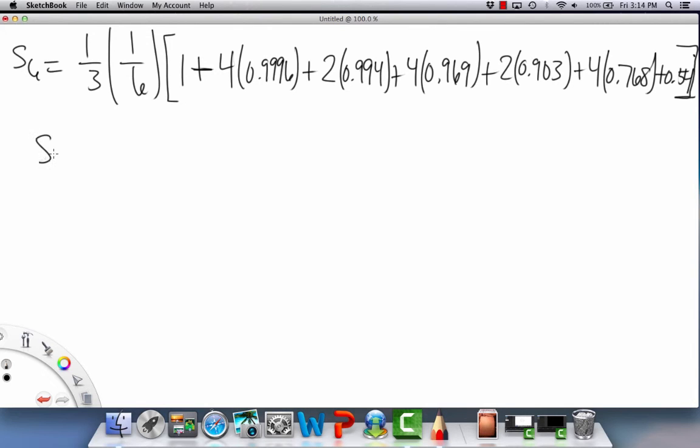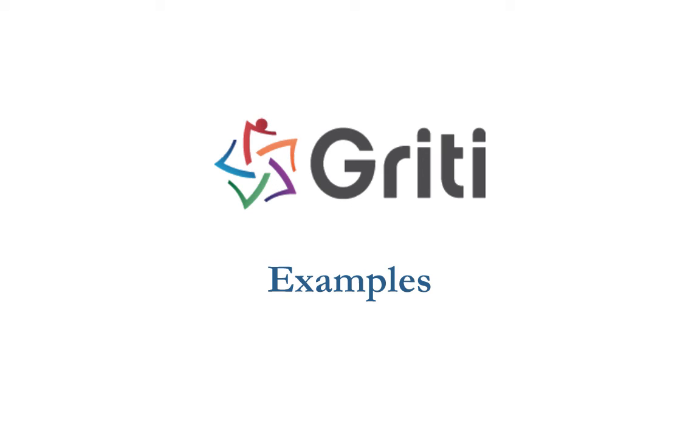Okay, so when I plug it into my calculator, it turns out to be about 0.905. And again, this might or might not be exactly correct. You should check it on your own with your own calculator.